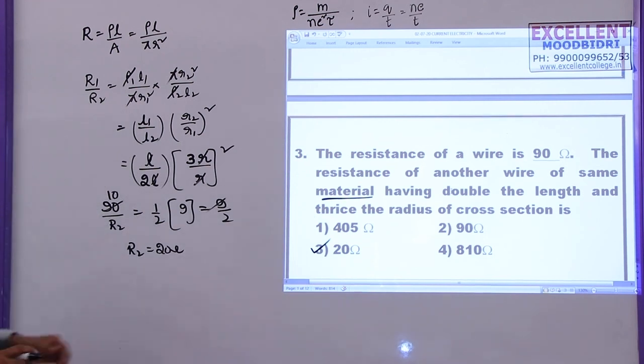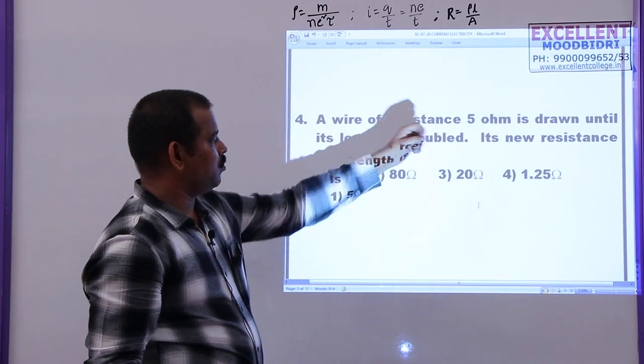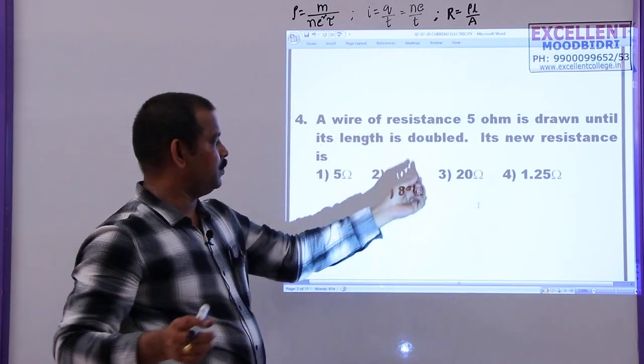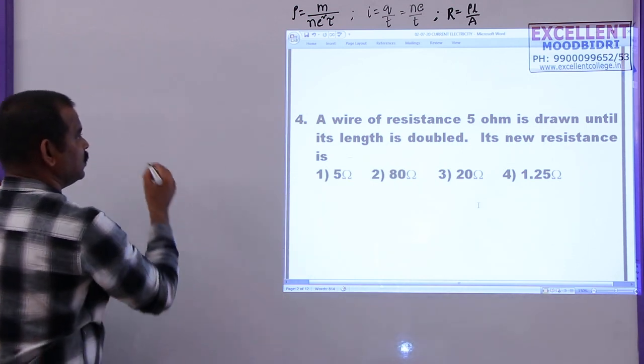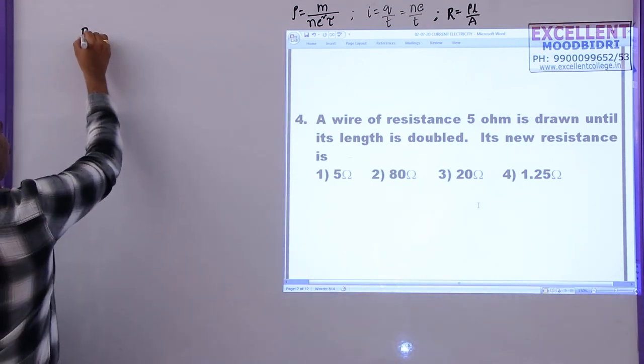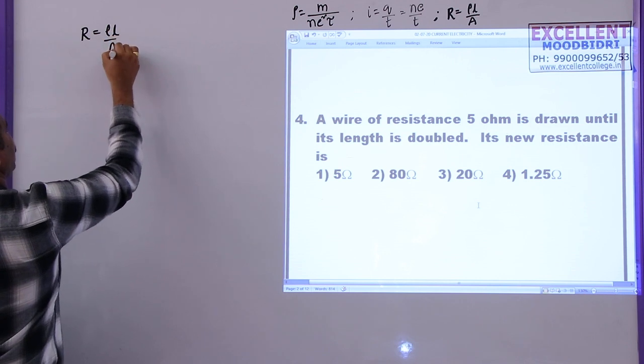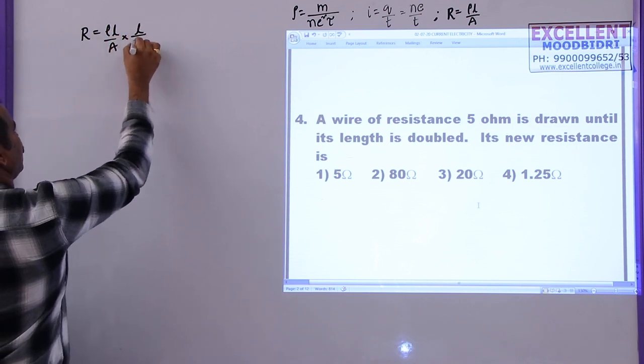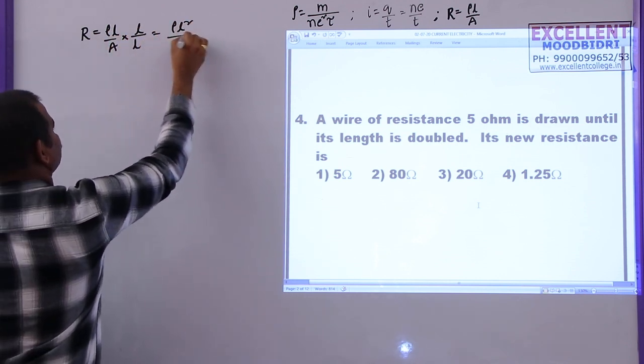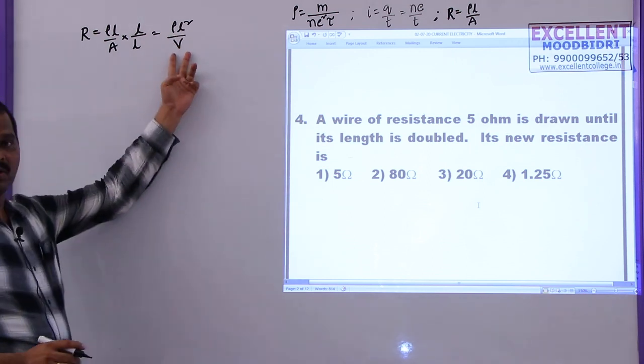Option 3 is correct. Fourth one, a wire of resistance 5 ohm is drawn until its length is doubled. What is the new resistance? Let me take the same formula, R is equal to rho L by A. Multiply with L and divide with L, and it will become rho L square by V, where V is the volume of the wire.